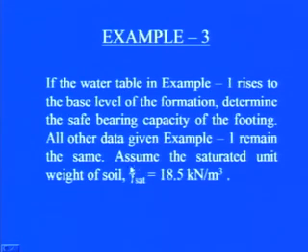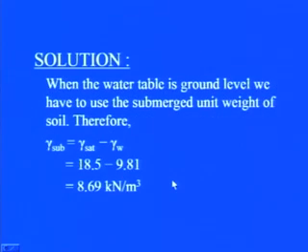The only change is in the saturated unit weight of the soil, which is considered as 18.5 kilonewton per meter cube. Now, when the water table is at the ground level, we have to use the submerged unit weight of the soil. Therefore, gamma submerged will be equal to gamma saturated minus gamma W, where gamma W is the unit weight of water. So, this is 18.5 minus 9.81. It comes out to be 8.69 kilonewton per meter cube.